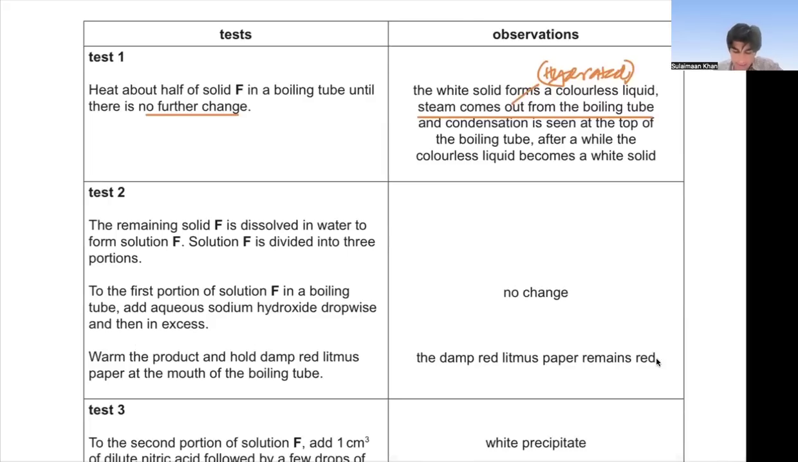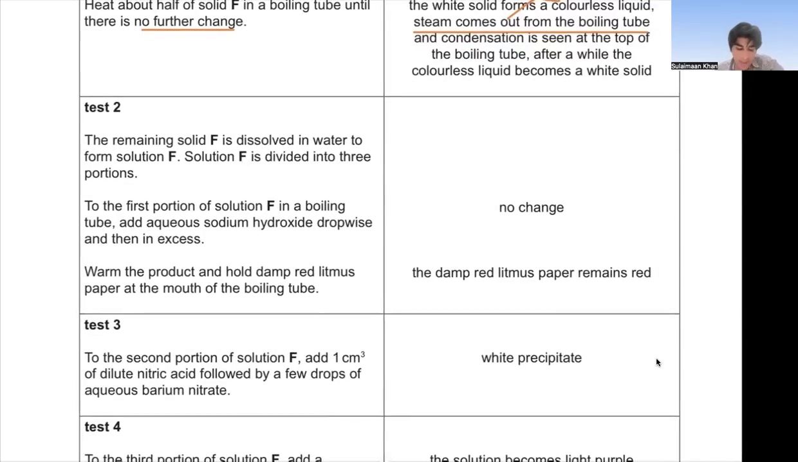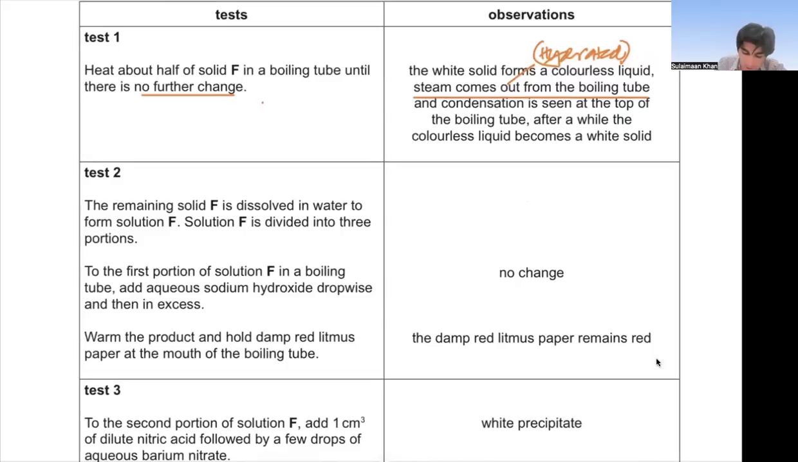We know that it's a hydrated salt from test 1. Now let's look at test 2. The remaining solid F is dissolved in water. So whatever solid F you had, now you dissolved it into water to make solution F. Okay, and now solution F is divided into 3 portions. These 3 portions mean that you want to perform 3 separate experiments, right?